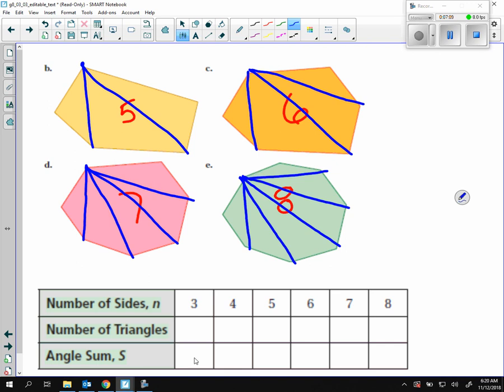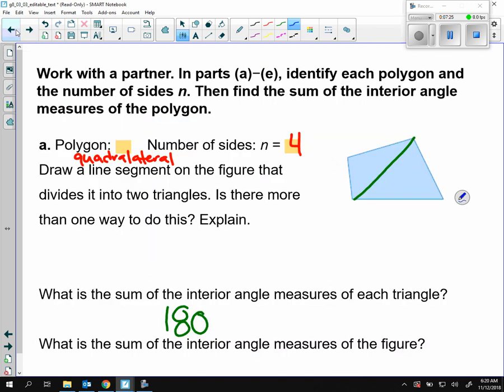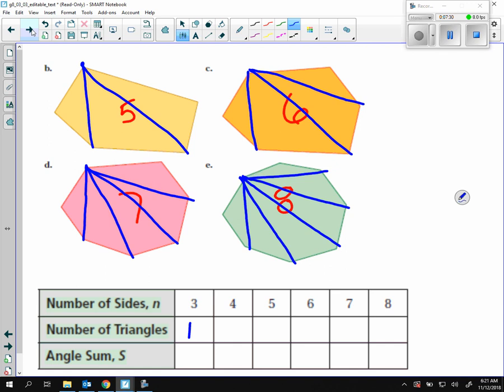So let's start filling in this table here. If we have a triangle, that's only 1 triangle. However, if we have a quadrilateral like we did in our last example, we can just flip back really quick to see that that can be divided into 2 triangles. And then as we just showed, you can divide that pentagon into 3, hexagon into 4, heptagon into 5, and octagon into 6 triangles.